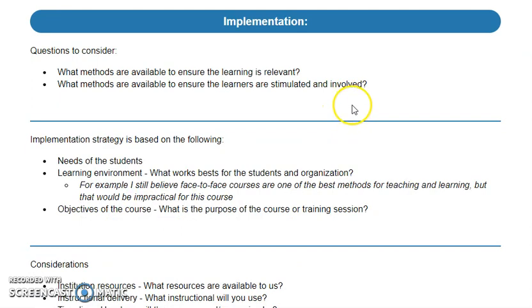So what do we really need to consider? Well, we need to think about what methods are available to us to ensure that the learning is relevant and that the learners are stimulated and involved in the learning. And that's the challenge. That's the context that we have to look at. For Athens State, there are certain materials and methods available that we have to consider. And obviously for this, one of them is that it's an online course, and I need to consider that.